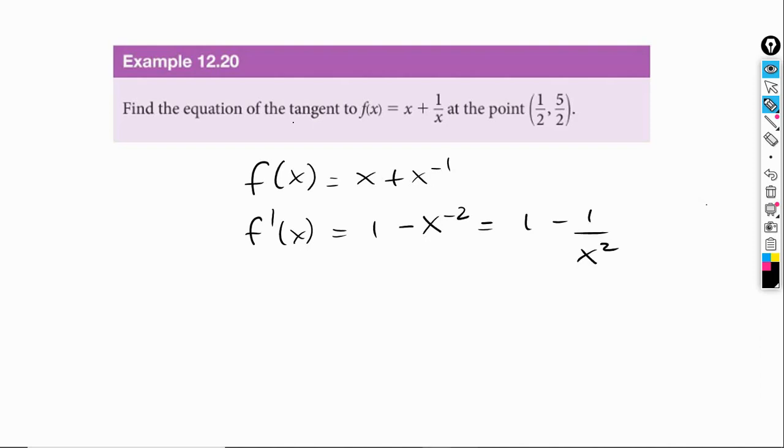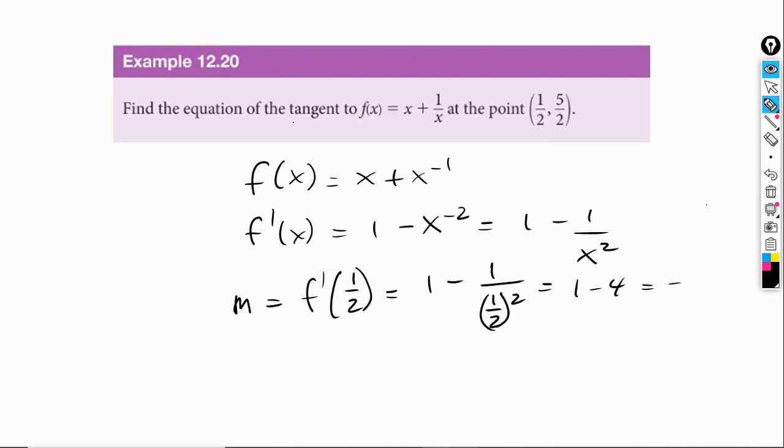So we need to find the slope at the point x equals 1/2. So the slope for the tangent line is going to equal, plugging in 1/2 into the derivative. So this would be 1 minus 1 over 1/2 squared. And this is just going to be 1 minus 4, which is negative 3. So this is the slope at that point.